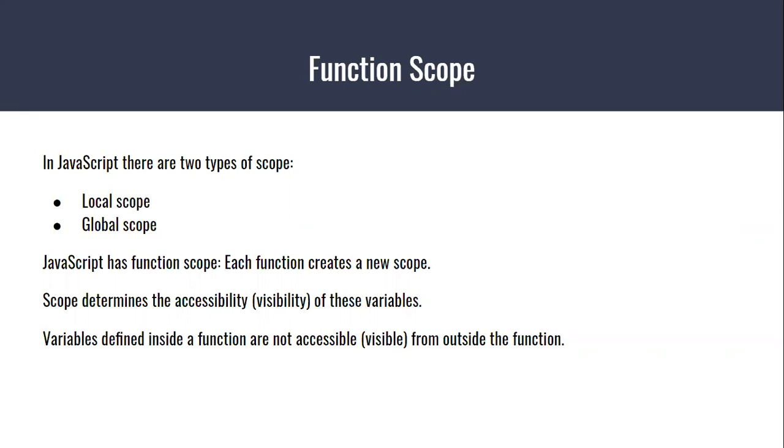So it's like a container, and inside of the container it knows about its things, right? Scope determines the accessibility and visibility of these variables. Sometimes these variables are nested inside this container. They're not visible to the outside world. They're local to that function, local to that scope.